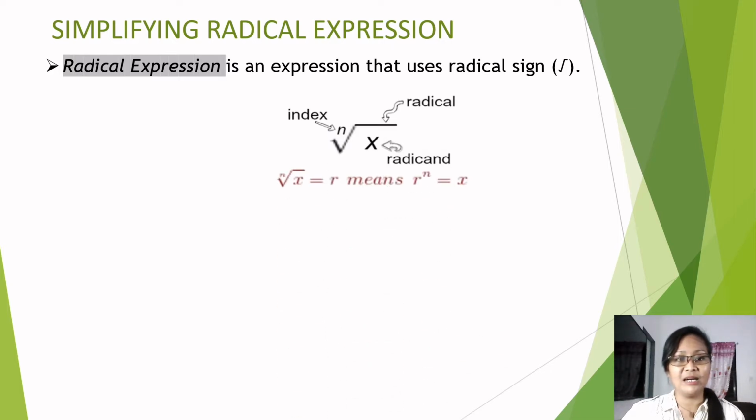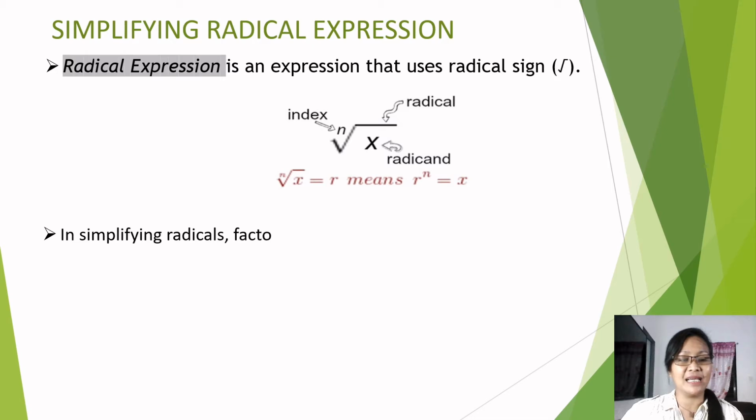So we have here parts of radicals. This is the radical sign, x is the radicand, and n is the index. By this, we can say that the nth root of x is equal to r, which means r raised to n is equal to x.